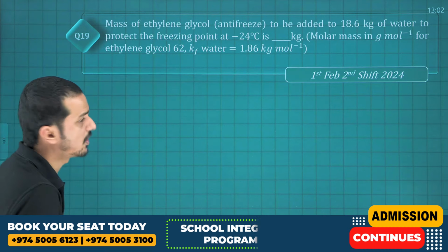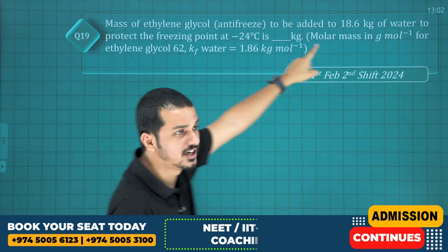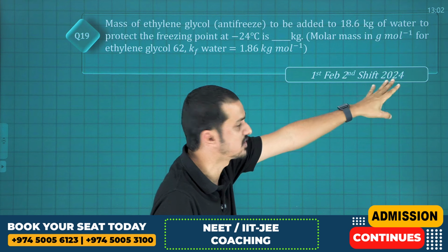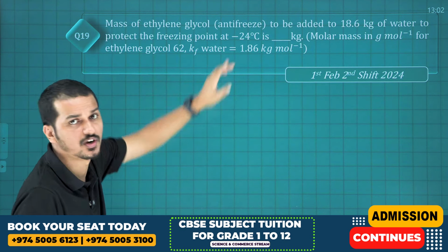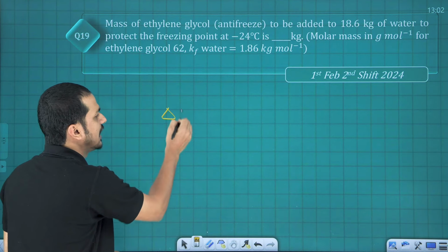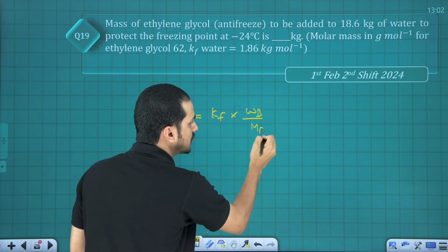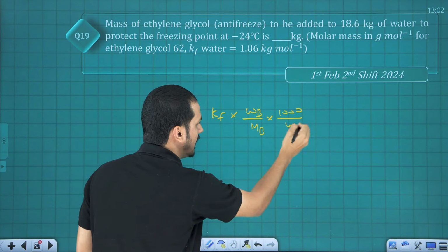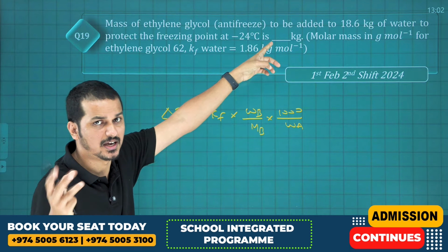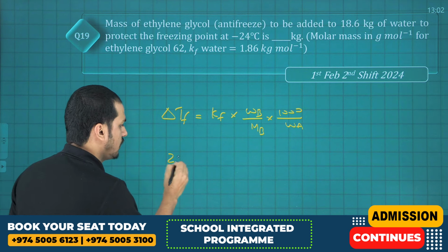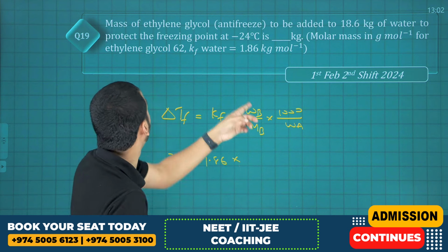Question number 19. Here they have given the mass of ethylene glycol to be added to 18.6 kilogram of water. This is also from 2024. Water to protect the freezing point at minus 24 degrees Celsius. So related to freezing point, we can write delta TF equal to KF into WB by MB into 1000 divided by WA. So they are telling we have to keep that freezing point at minus 24 degrees Celsius. It's an antifreeze. So delta TF equal to 24. KF value they have given for water, 1.86, into WB, which we have to find out.